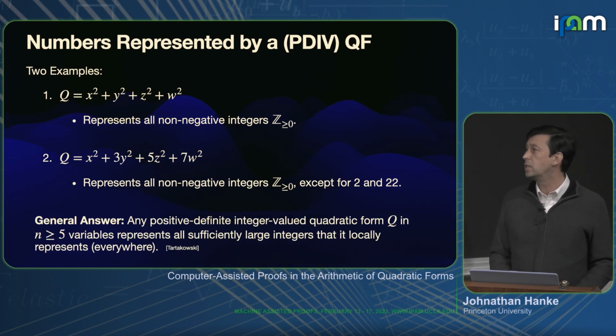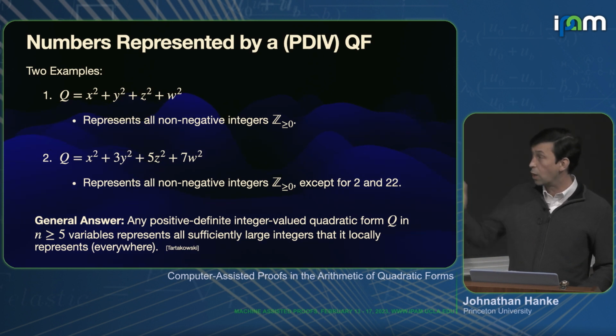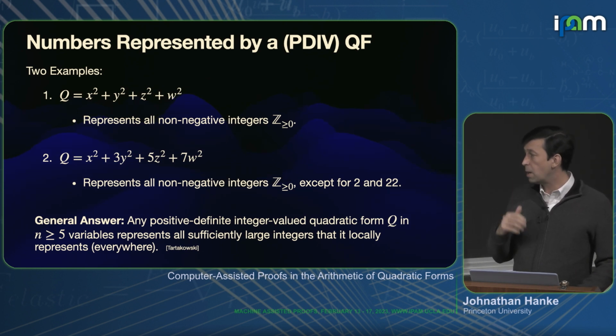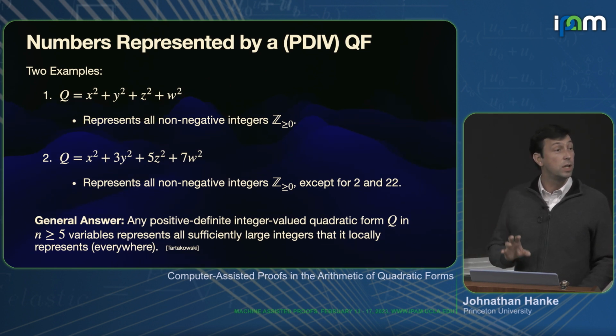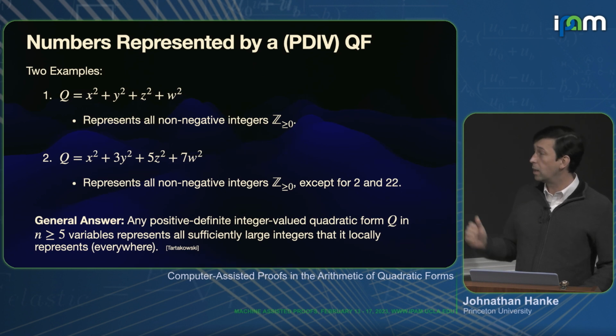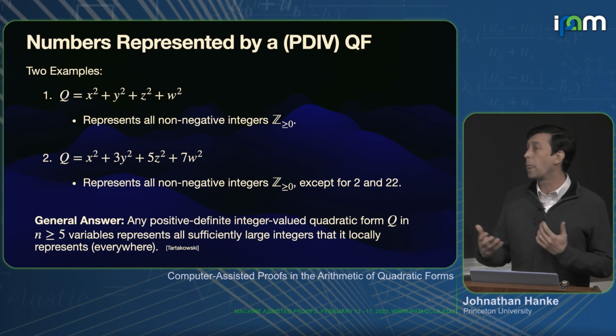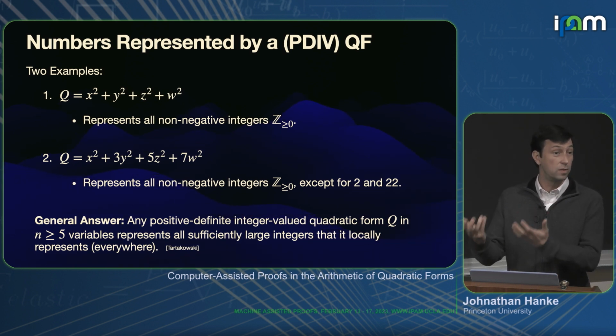In general, if you have a positive definite integer valued quadratic form, so something like a quadratic polynomial with integer coefficients that represents only non-negative values and represents 0 exactly once, then if the number you want to represent is sufficiently large and there's no local obstruction, so congruentially there's no problem with representing it, then you know that it is represented. This is a theorem by Tartakovsky, I think in the 30s, using the circle method. The idea is that there's a main term and an error term, and the main term is strong enough in this case that eventually it wins.